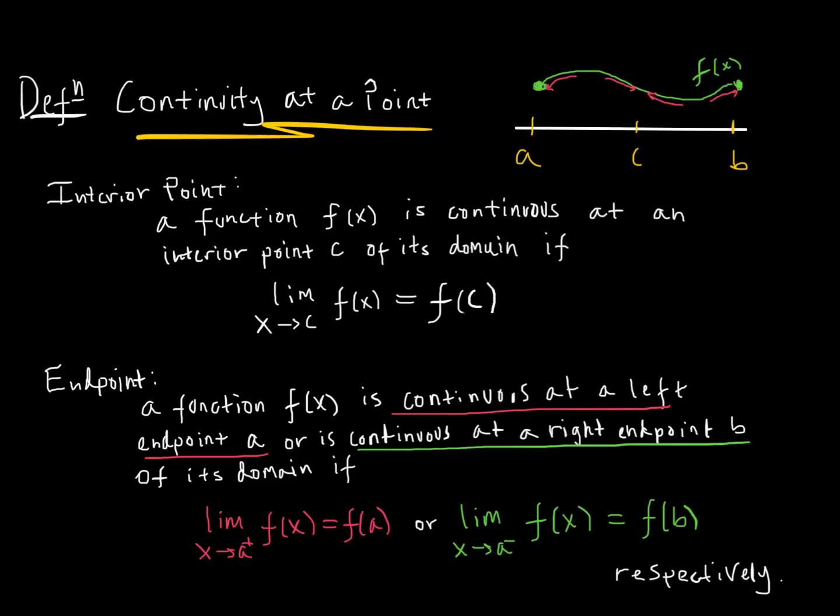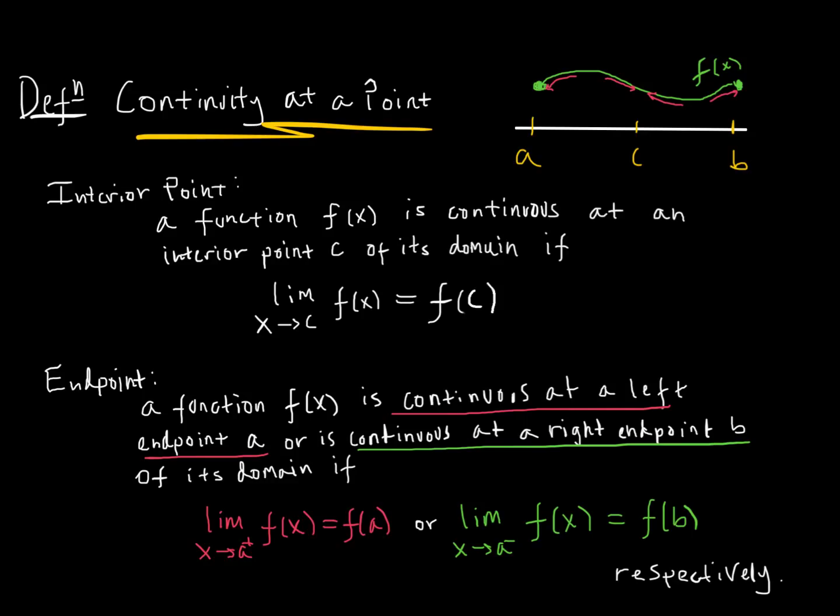Obviously an interior point means that there's going to be some point to the left and some point to the right. For an endpoint, for example, the left endpoint A, there's no point to the left. And for the right endpoint B, there's going to be no point to the right. So that's what it means to be either an interior or an endpoint. So now we have a definition for continuity for both types of points. The ones that we're probably most commonly going to see are interior points.